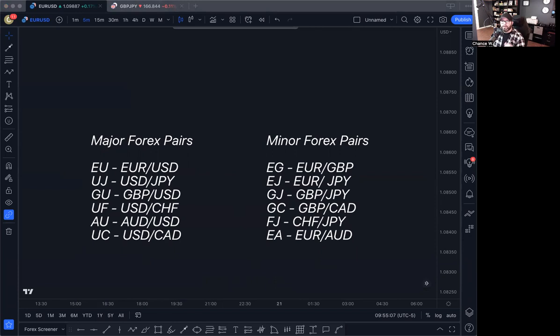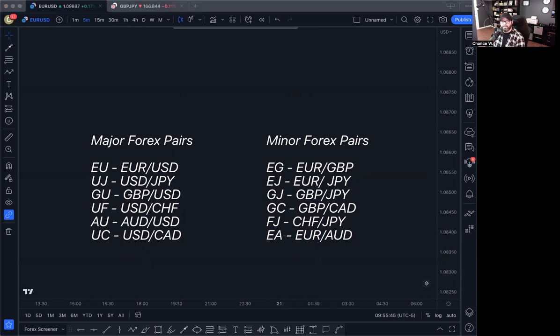Now, what are the minors? The minor pairs are assets that aren't tied to the US dollar and tend to have slightly wider spreads than the major pairs, and they're also not as liquid, right? There are plenty of minor pairs such as GJ that tend to be crowd favorites among experienced traders. GJ is one of my absolute favorite pairs to trade. And you can see here you got the euro to the Great British Pound, euro to Japanese yen, British pound to Japanese yen, British pound to Canadian dollar, Swiss franc to Japanese yen, and the euro to the Aussie dollar.